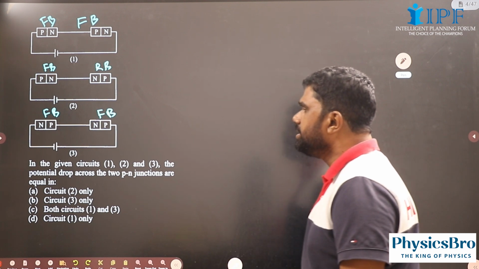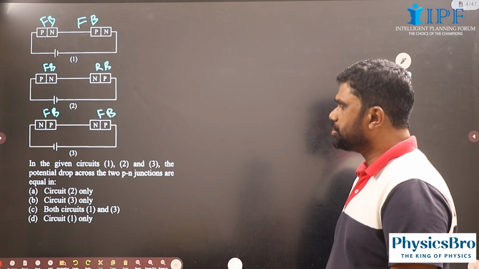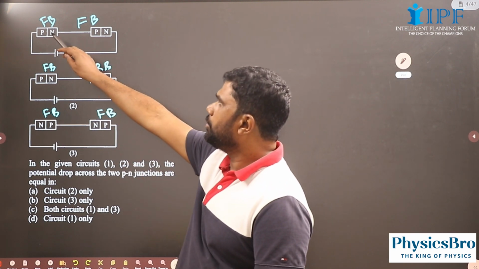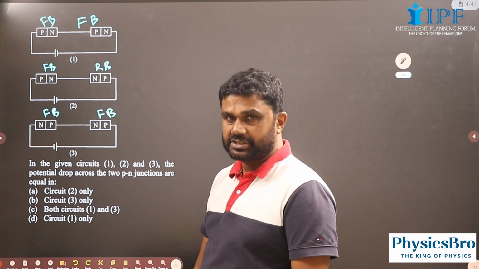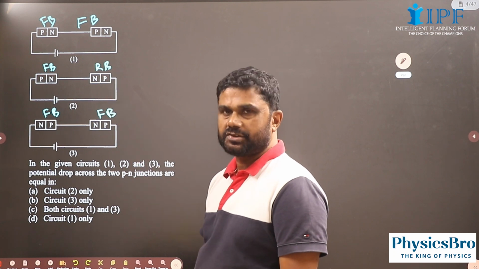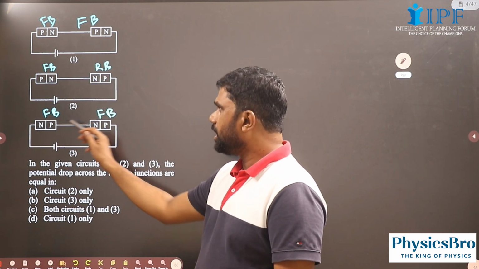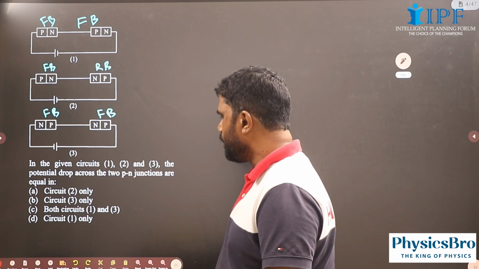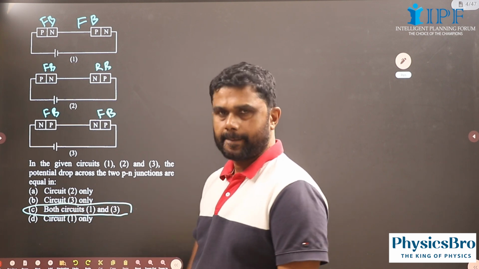Next, see in the given circuit 1, 2 and 3, the potential drop across the two PN junctions are equal. Here both the PN junctions are forward biased, so the voltage across both the junctions will be the same. Here one is forward biased and the other is reverse biased, so the voltage across the two junctions will be different. Here both are forward biased, again the voltage across the two will be the same. So 1 and 3, both the circuits 1 and 3.